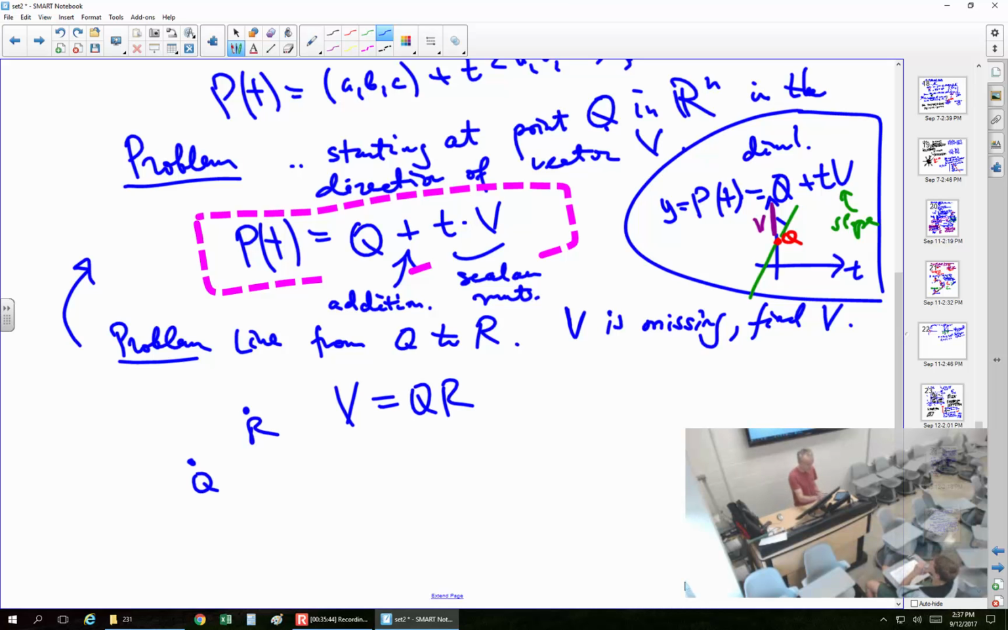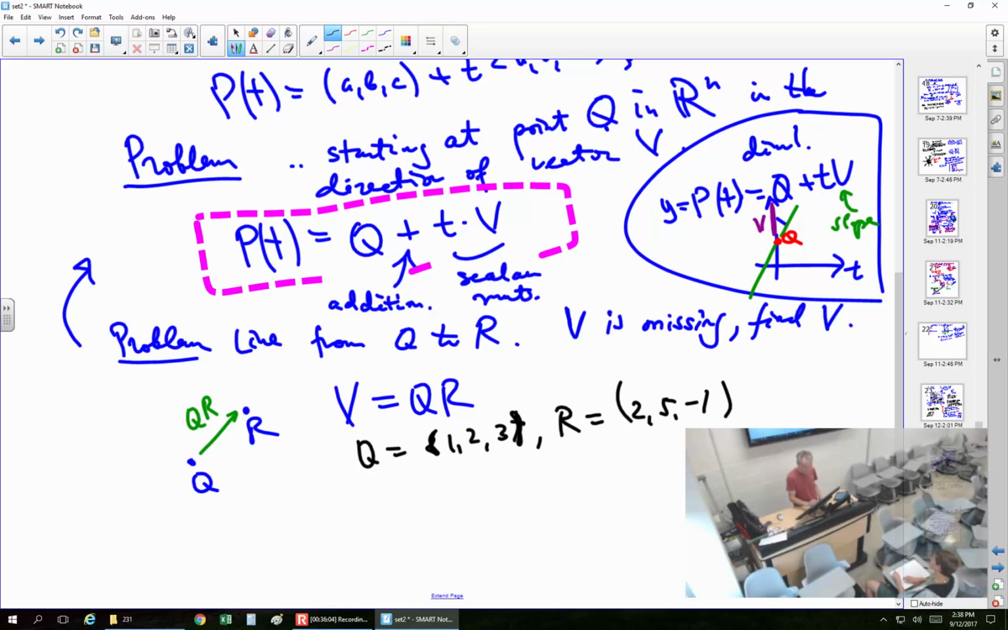Okay, so if that's what you've got, you just subtract two values. Remember how we've done it. So Q is equal to 1, 2, 3, and R is equal to 2, 5, negative 1. Then we subtract component-wise, so my QR will be equal to, I'm subtracting 1 by 1, so it's going 2 minus 1, 5 minus 2, negative 1 minus 3.